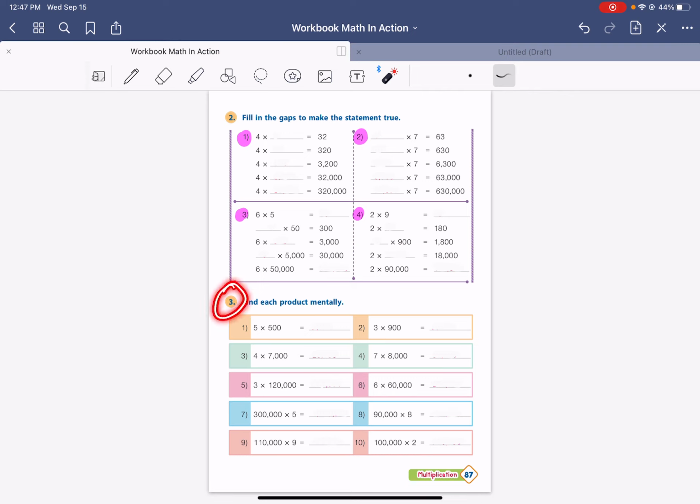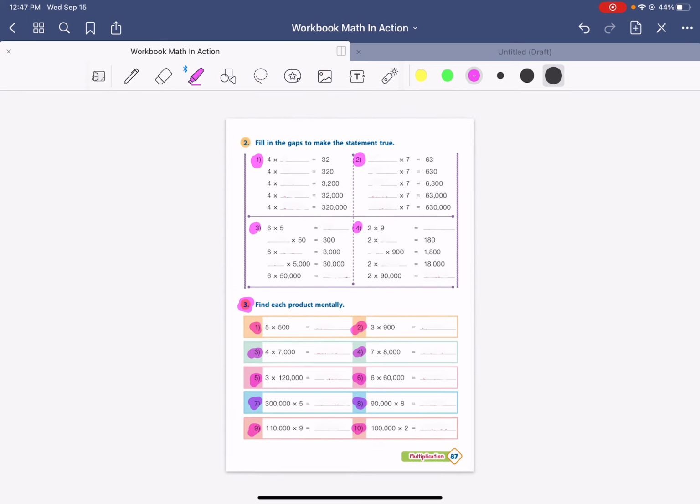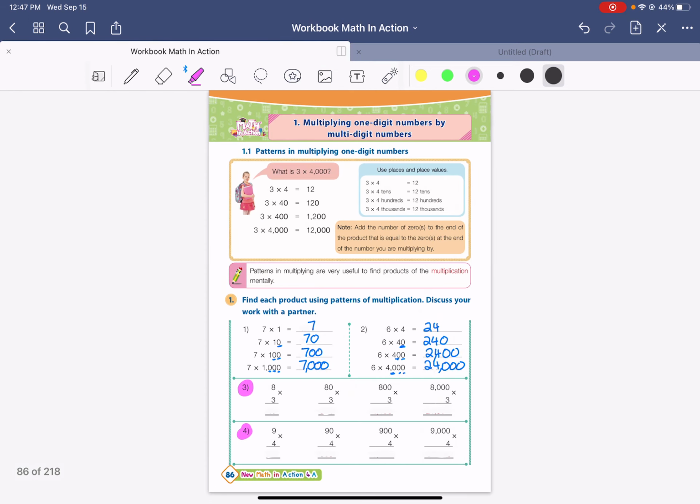So you can try number 3 for homework as well. All right, number 1, 2, 3, 4. All right, not too bad. Multiplication with zeros. Okay.